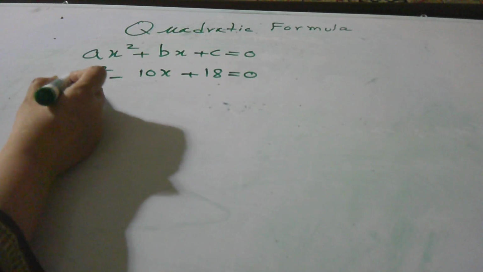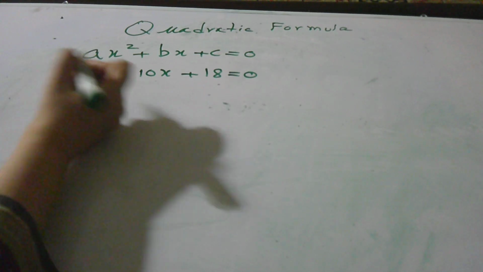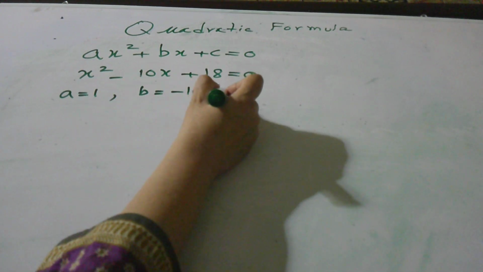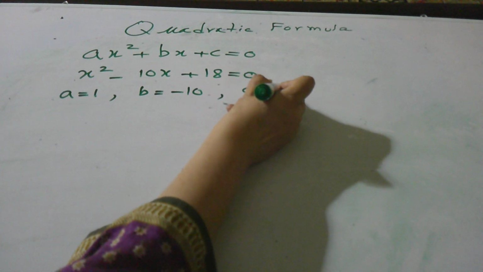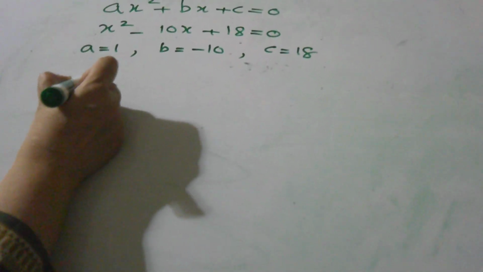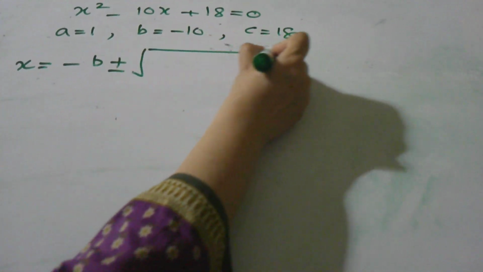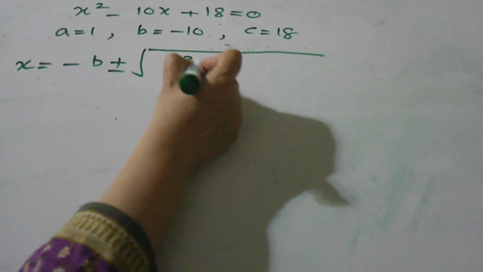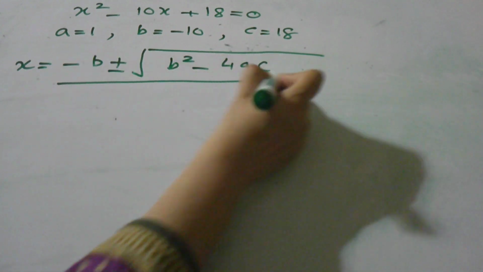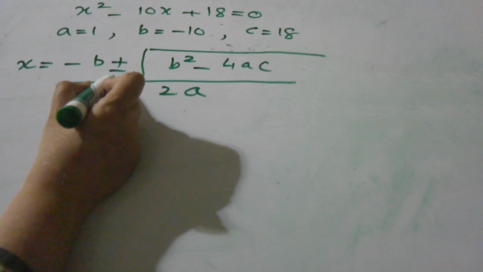First, a is equal to 1, because the coefficient of x² is 1, b is equal to −10, and c is equal to 18. The quadratic formula is x = (−b ± √(b² − 4ac)) / 2a. There should be two answers, one with the plus sign and one with the minus sign.